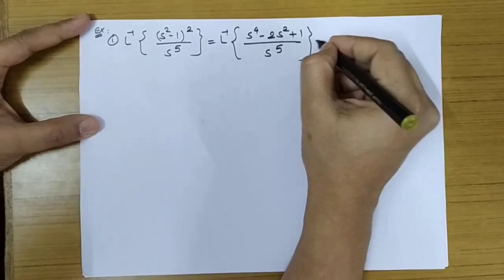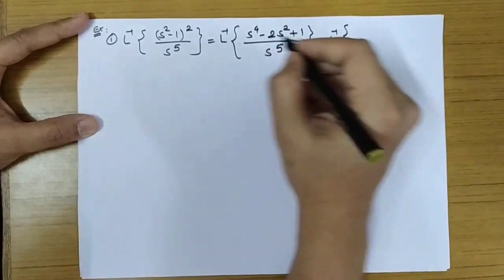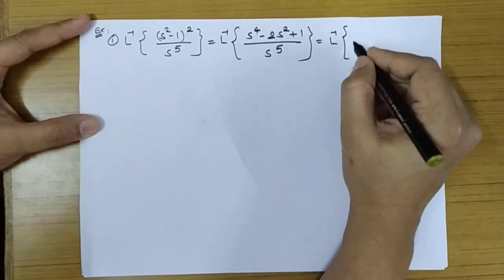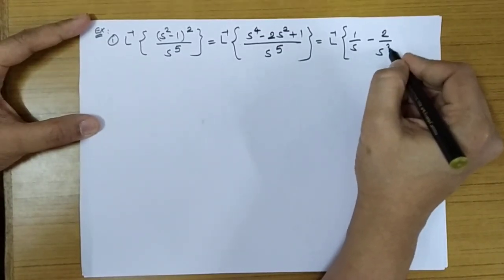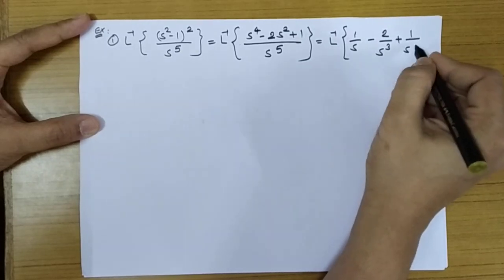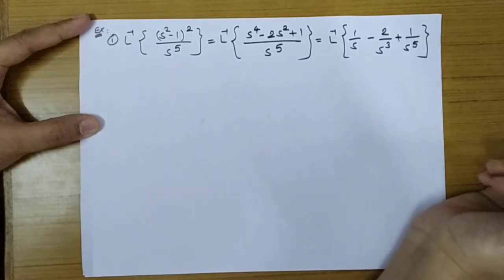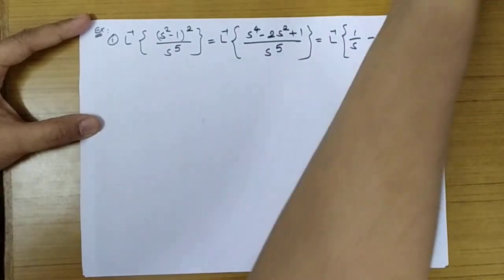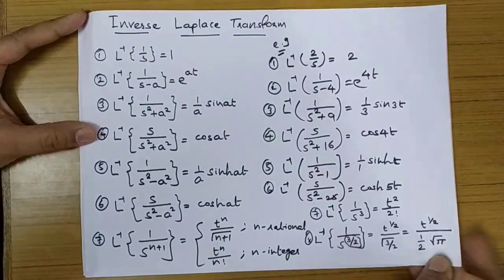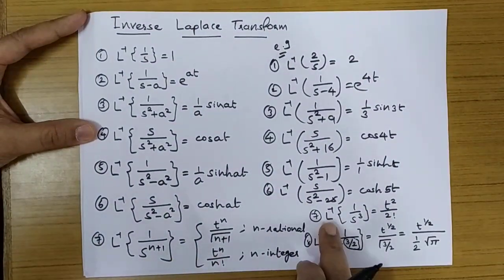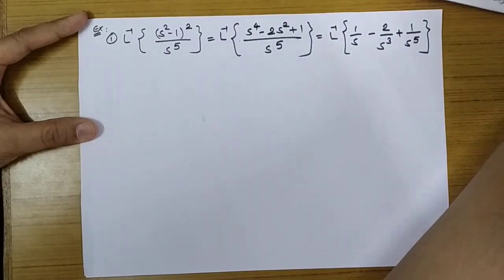Then you can write L inverse of 1 by s minus 2 by s cube plus 1 by s raised to 5. Now we have three different terms. You can apply the previous formula. So which formula is suitable? Formula number 7. So as per this, we can find the inverse Laplace of these three terms.